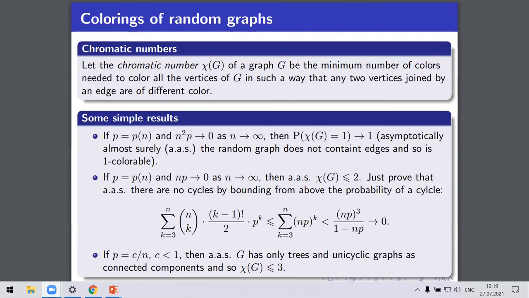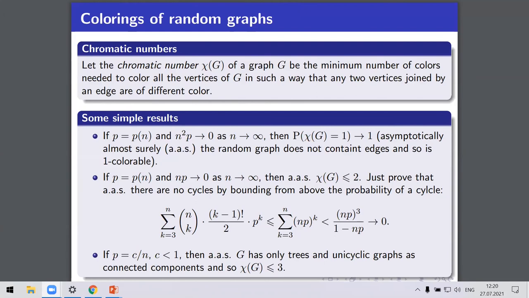For example, the complete graph on n vertices has chromatic number equal to n, and the empty graph on n vertices has chromatic number equal to one. So of course, in principle, it's possible to get any value of the chromatic number of a graph. But for a sparse random graph, you understand what a sparse random graph is, the probability of an edge is very small. So the graph with high probability is sparse. And in this case, the chromatic number is highly concentrated in very small values.